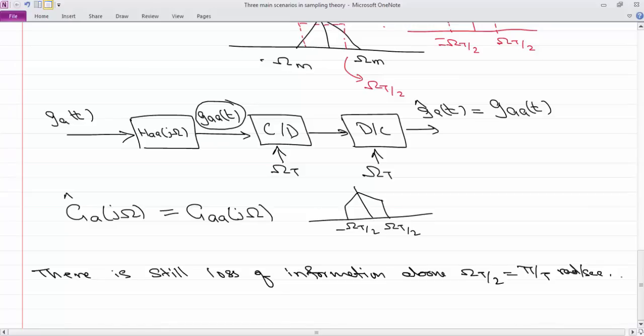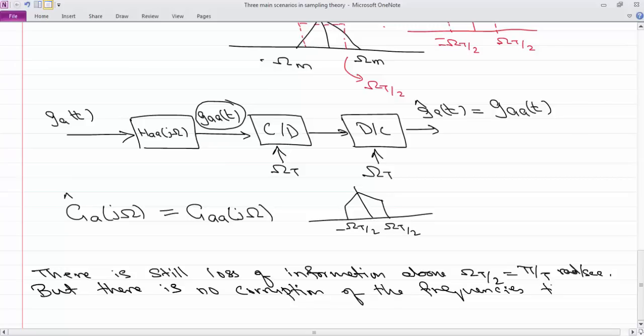Why is there that loss of information? Because you threw away those frequencies when you put in an anti-aliasing filter, and you are never going to recover those frequencies. However, the difference is that those higher frequencies are not folding onto lower frequencies and corrupting some of the lower frequencies. So there is no corruption of the frequencies that are recovered.